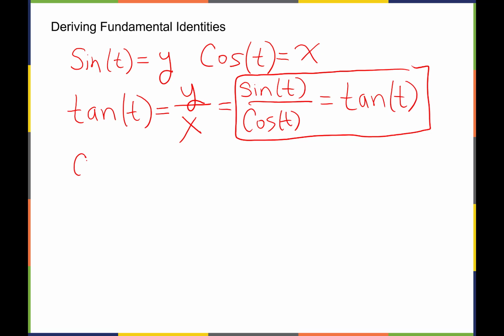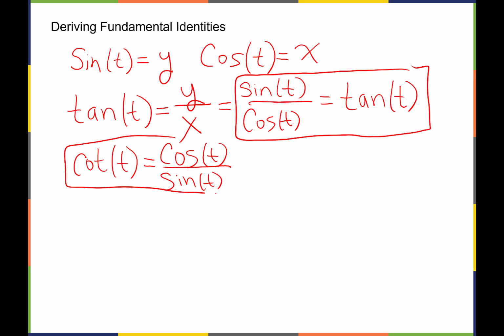Now, because cotangent is the reciprocal of tangent, we can go ahead then and say that cotangent is cosine of the angle over sine of the angle, which is the reciprocal of tangent. So there's a second identity that's really important and we'll use quite often.